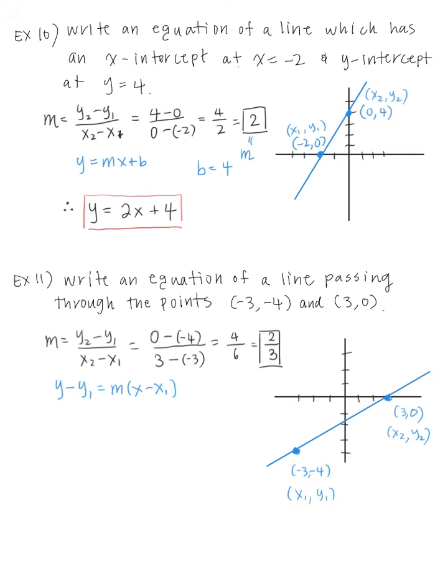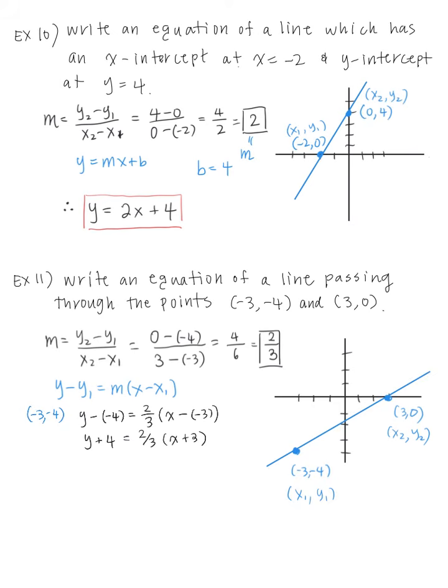Okay, so let's first take the ordered pair (-3, -4). If I plug it in, you're going to have y minus y1, which is -4, equals m, which is 2/3, times x minus x1, which is -3. Clean it up a little bit, so you're going to have y plus 4 equals 2/3 times (x plus 3).